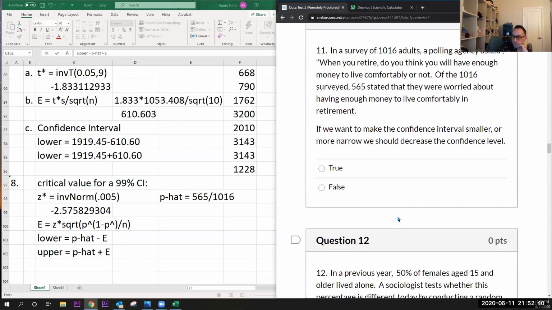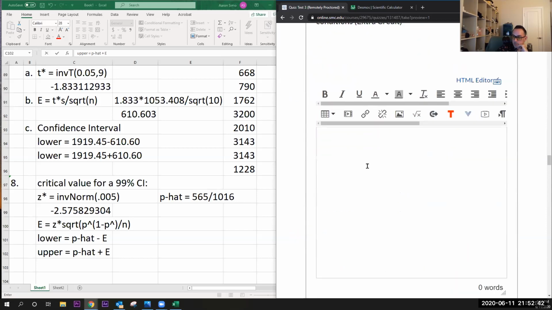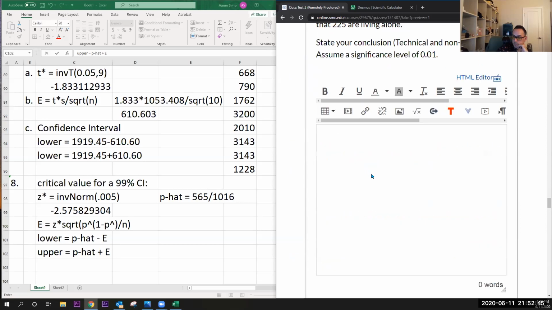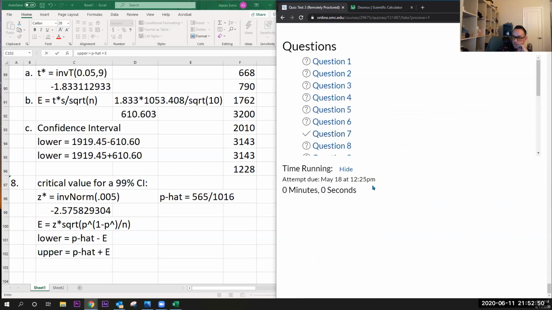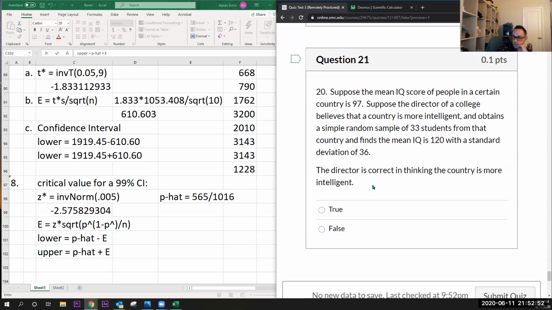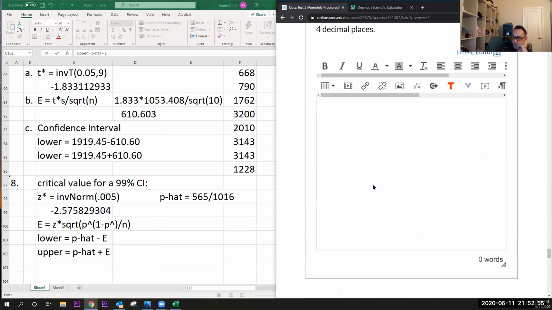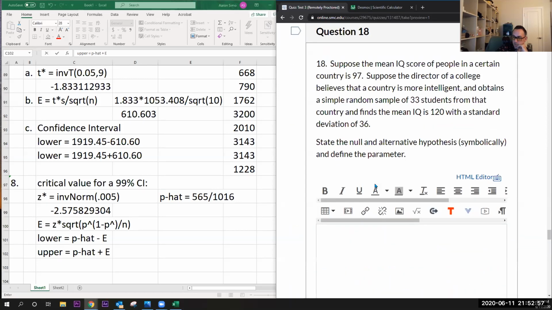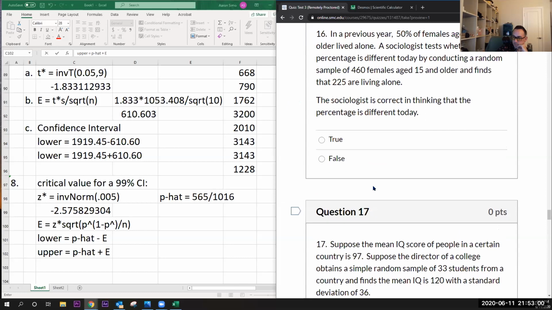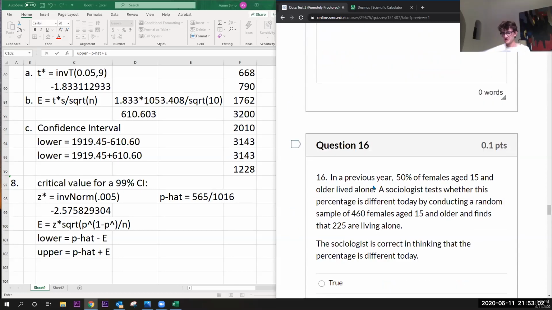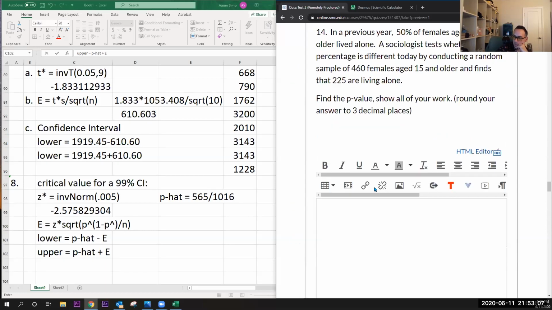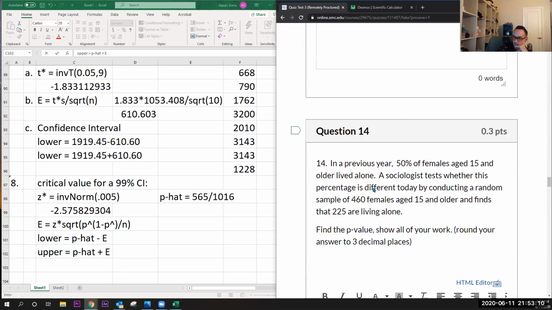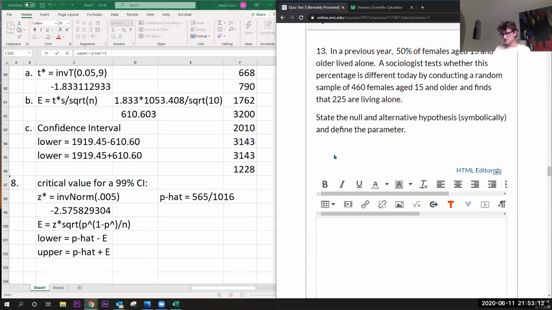And then for 11, 12, 13, 14, 15, 16, 17, jeez. What the heck? Are there really that many questions here? I guess there's a lot of parts to some of these, right? Some of them have multiple parts, same question, like all the hypothesis testing. Oh my gosh, I'm too tired for this stuff.